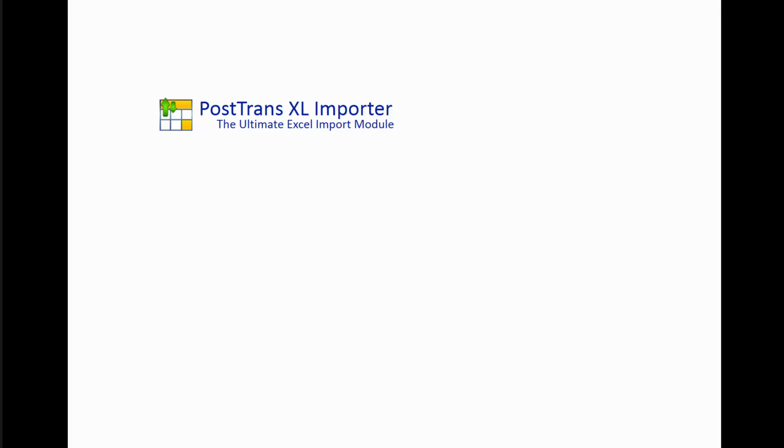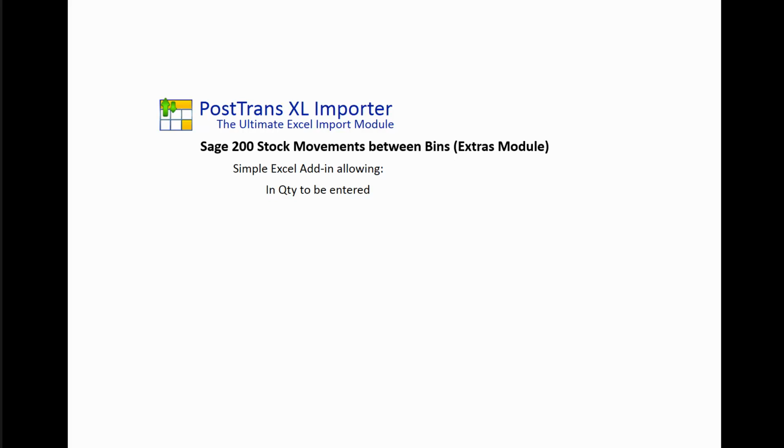In this video, I'm going to demonstrate PostTrans for Sage 200, creating stock movements between bins. PostTrans is a simple Excel add-in, which will allow me to extract my bin information, and I can simply enter in quantity for the bin I want to move stock into, and then I either designate all that stock to come out of one bin, or I type in individual quantities against the other bins to move the stock out of those. Thus, we can quickly and easily move stock between bins.